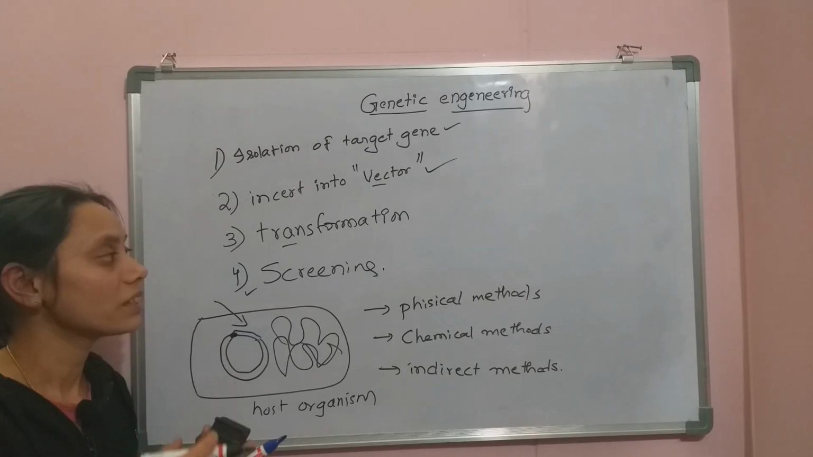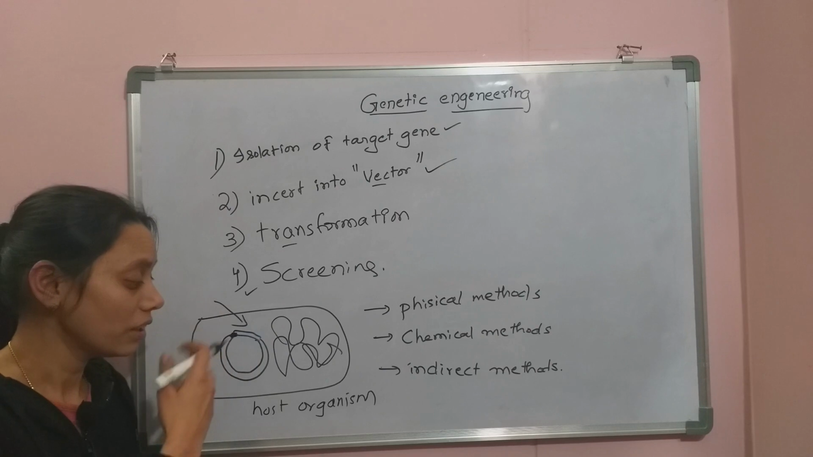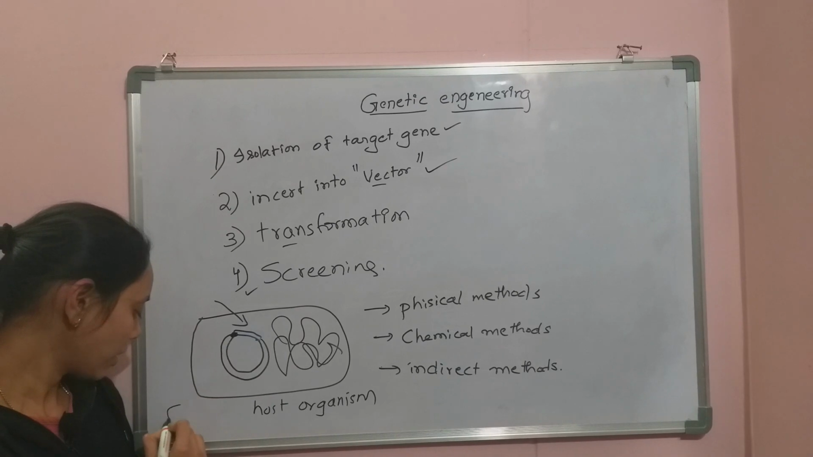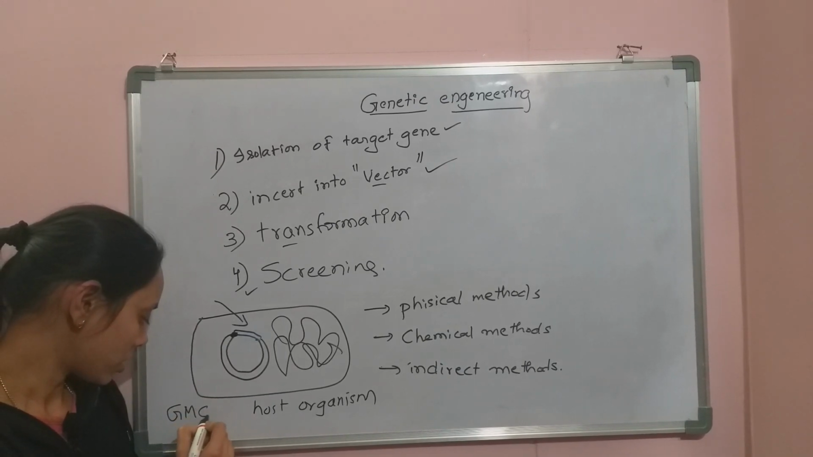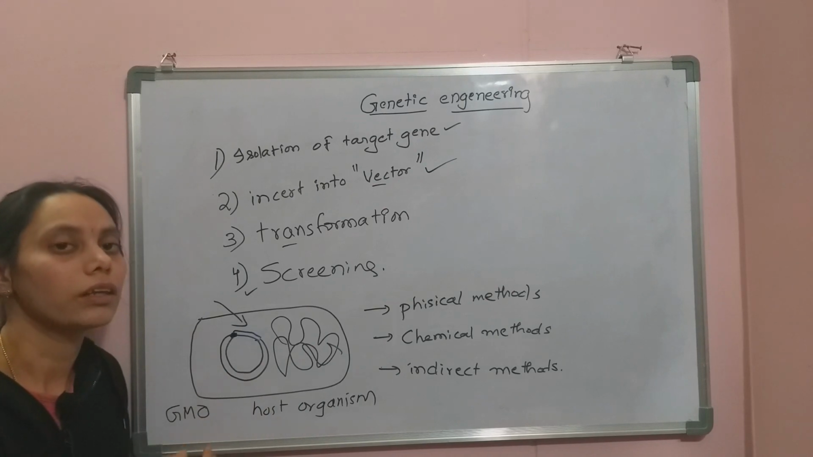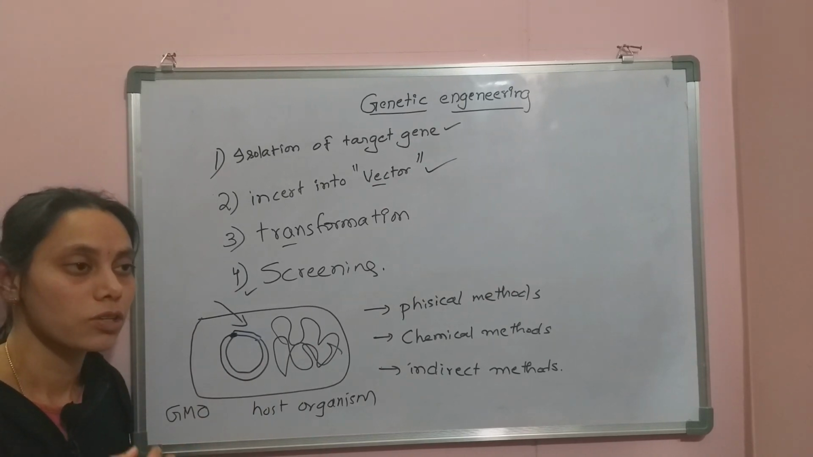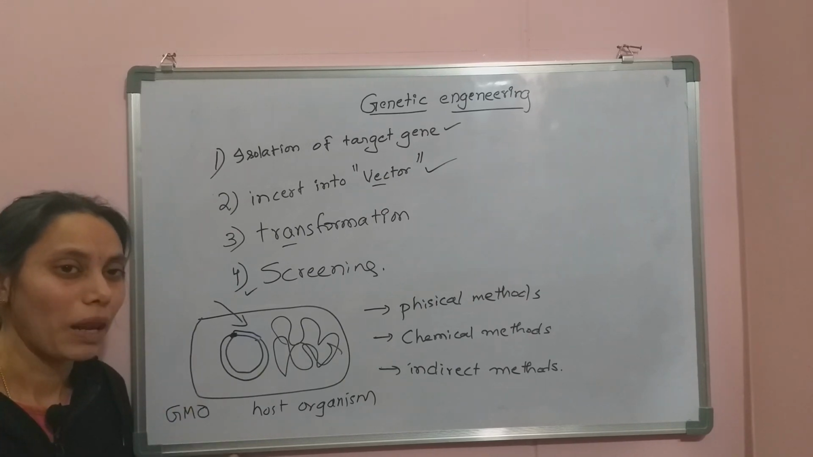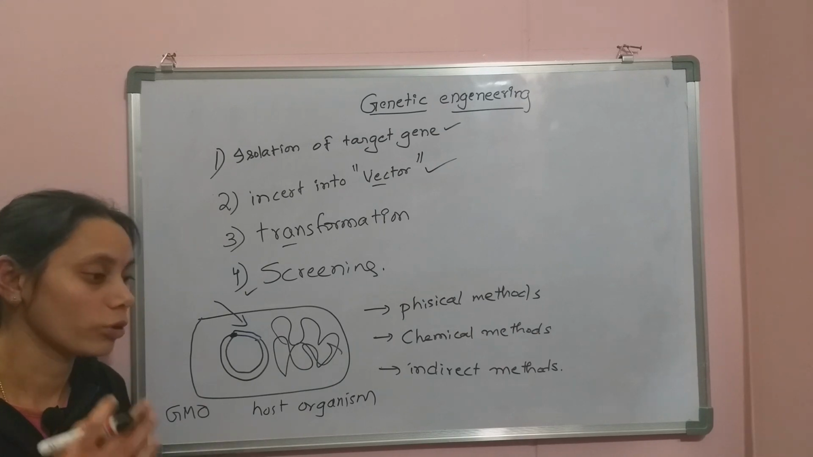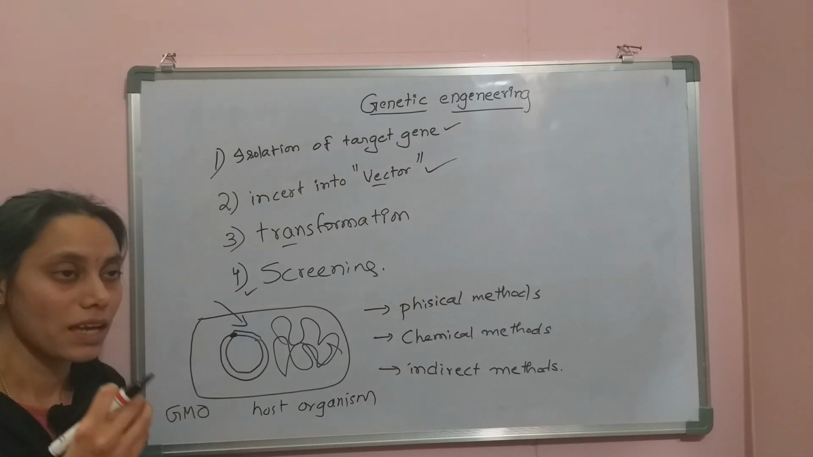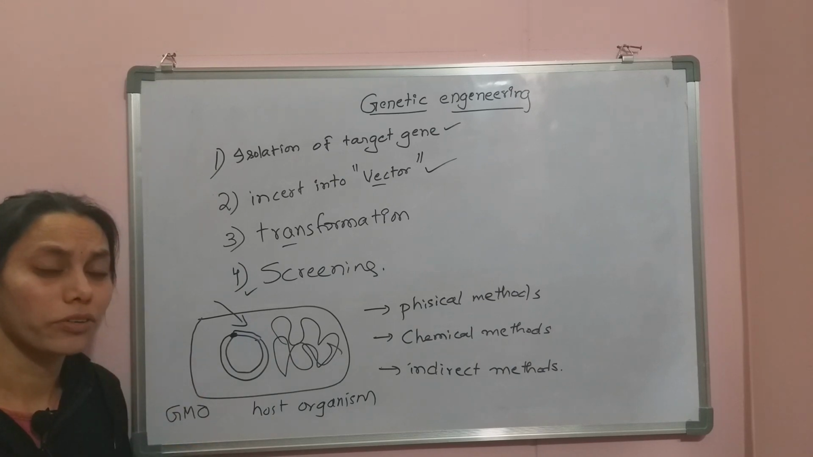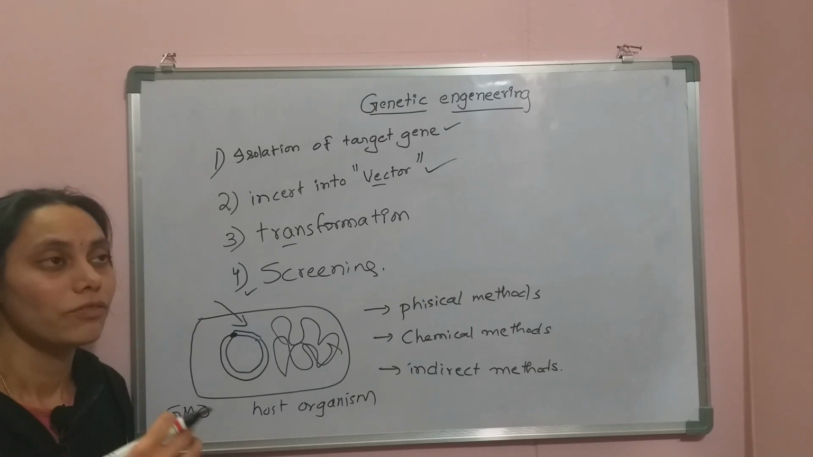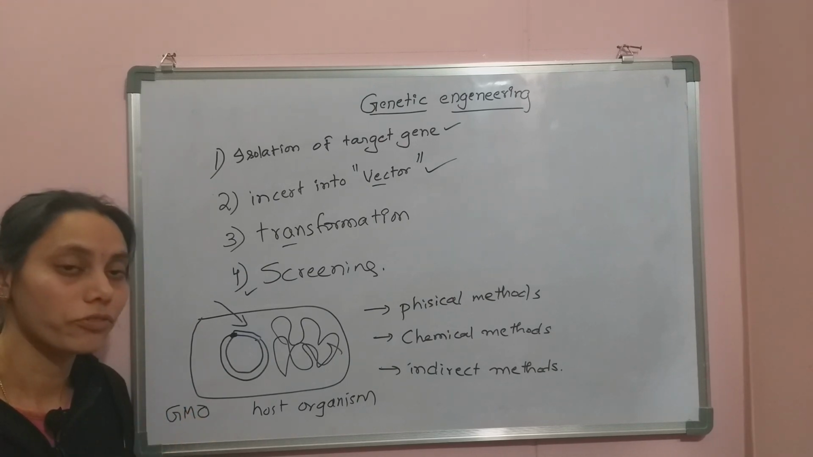So that is how genetic engineering works. The bacteria is genetically modified, so hence it is called a genetically modified organism. If it is an animal cell, we need to go for culture so that the whole organism will be developed from the single cells. And if it is a plant, we will go for tissue culture so that the whole plant has this genetic modification, and that plant will be called a genetically modified organism.